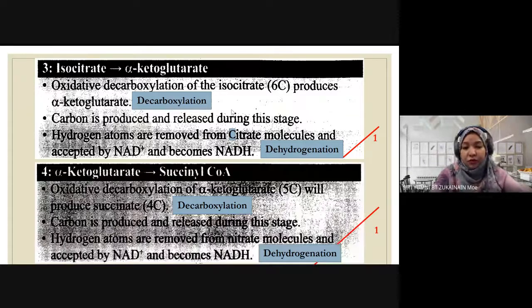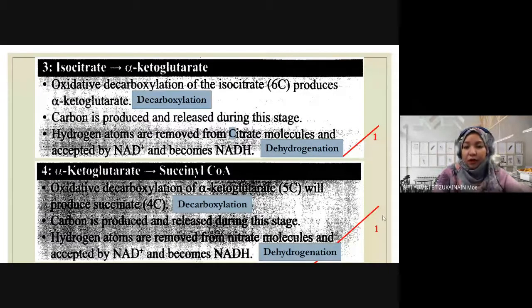You need to continue. Alpha ketoglutarate at stage 4 becomes succinyl CoA. Oxidative decarboxylation of alpha ketoglutarate, 5 carbon, will produce succinyl CoA, 4 carbon, via decarboxylation. So again, CO2 is produced and released during this stage. Hydrogen atoms are removed from the molecules and accepted by NAD plus and becomes NADH. So again, dehydrogenation occurs. So another 1 mark for stage 4. Now you already accumulate 4 marks.